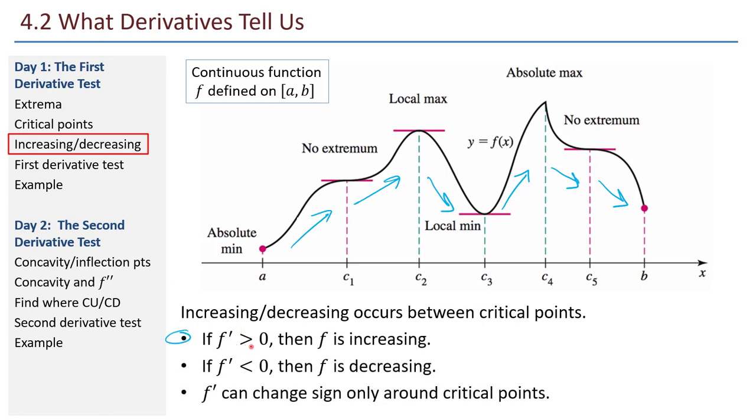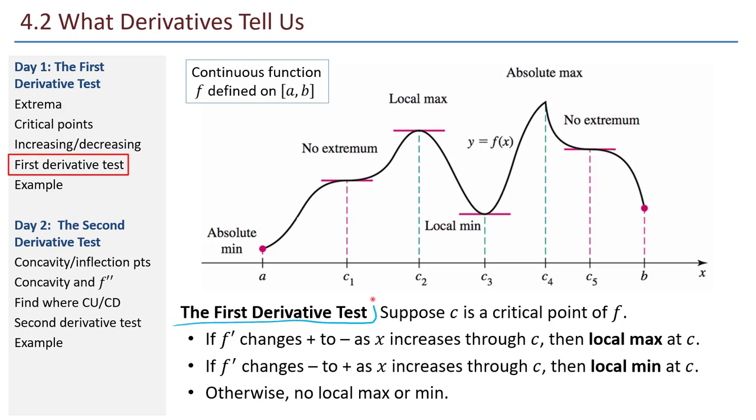If my derivative is positive, then the function is increasing. Do you see, f prime of x, that in this first interval between a and c1, my first derivative is positive. If I pick any point on the curve, it'll have a tangent line with a positive slope. Similarly, between c1 and c2, my first derivative is all positive. Then I have negatives, positives, negatives. If f prime is less than 0, then f is decreasing, and f prime can change sign only around critical points.